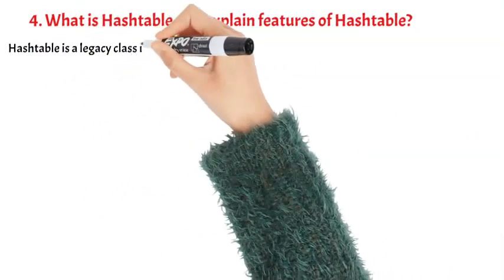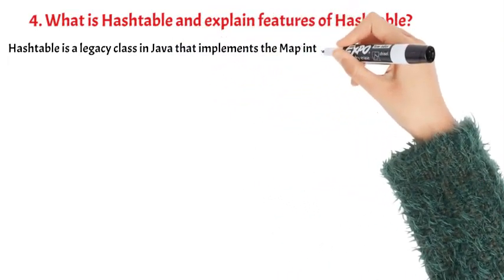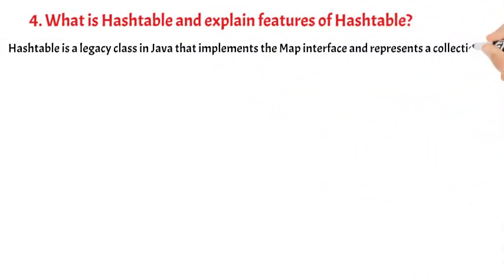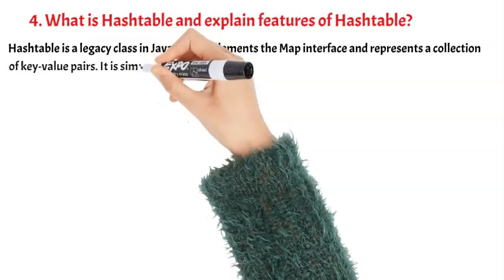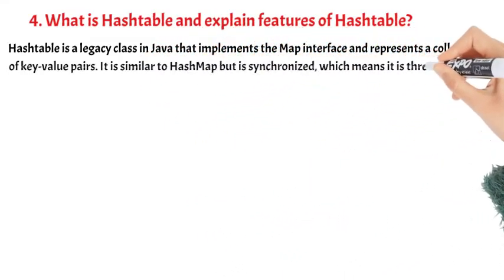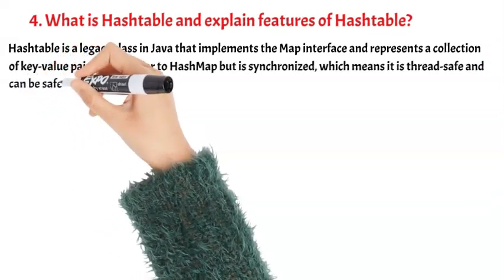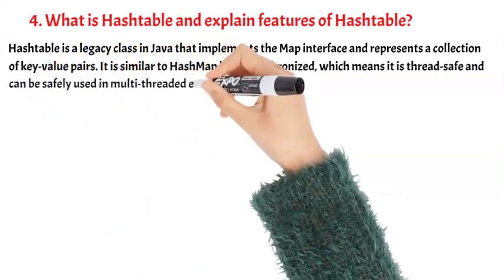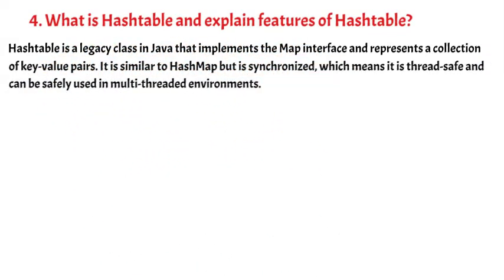HashTable is a legacy class in Java that implements the map interface and represents a collection of key-value pairs. It is similar to HashMap but is synchronized, which means it is thread-safe and can be safely used in multi-threaded environments. Key features of HashTable.